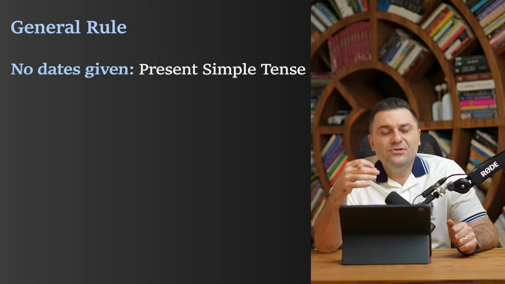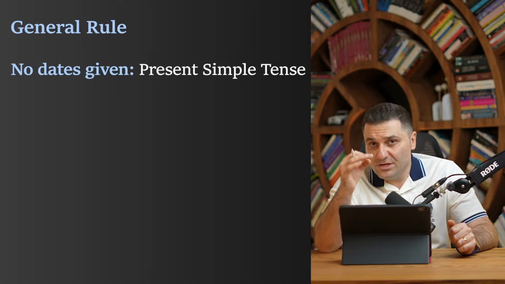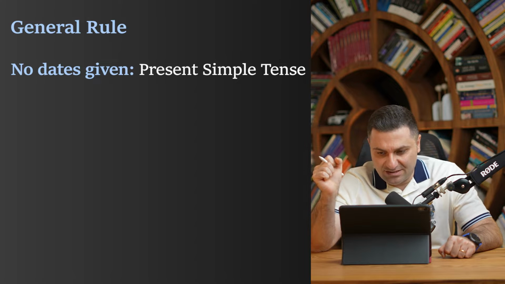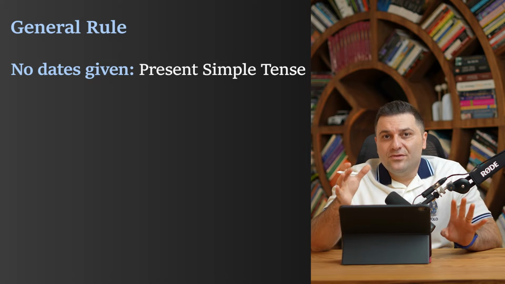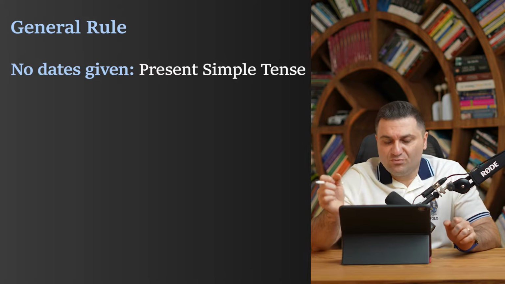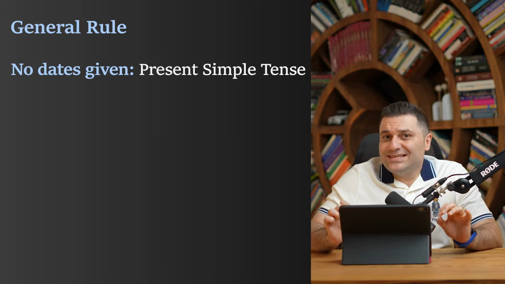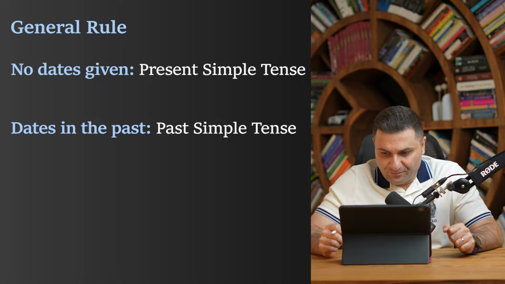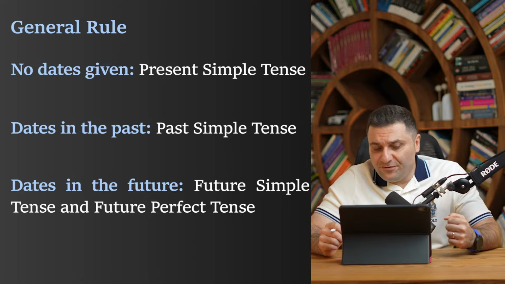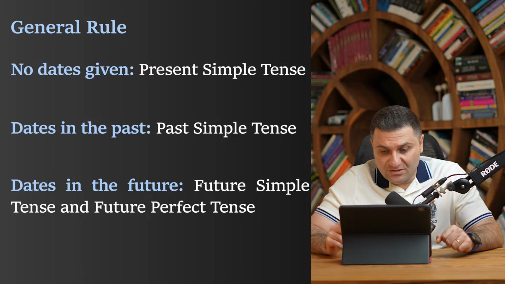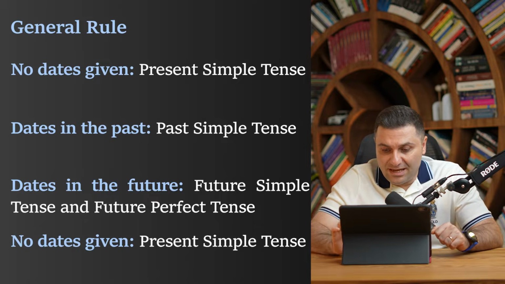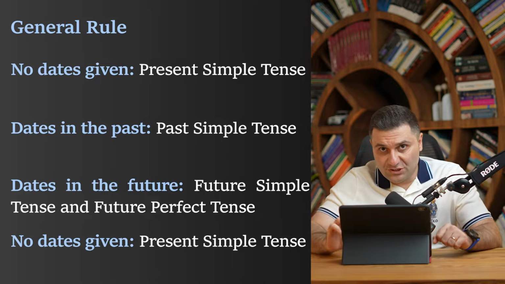There is a general rule that when no dates are given, therefore you have to use simple present tense. All right? So when there is no date, you use present simple tense. When the dates are in the past, you have to write simple past tense. When the dates are in the future, you can write future simple tense or future perfect tense. And when the dates are in the past and future, you use a mixture of these two tenses.